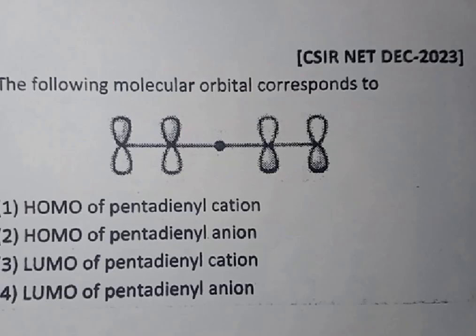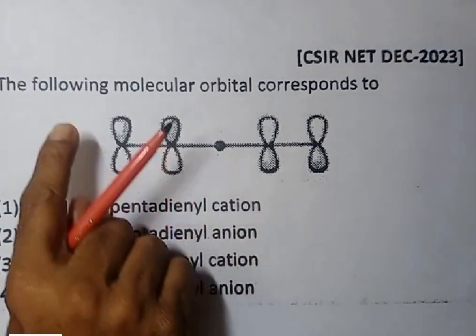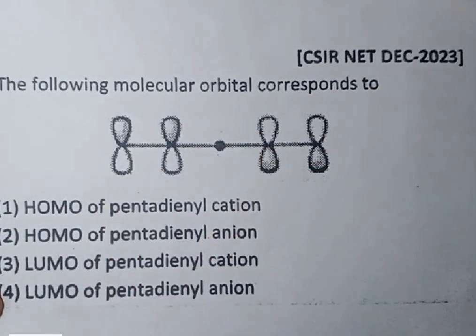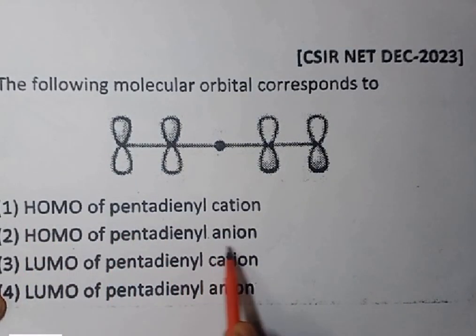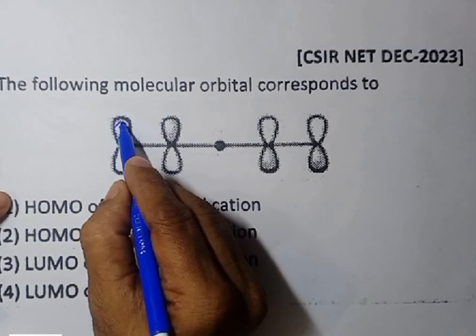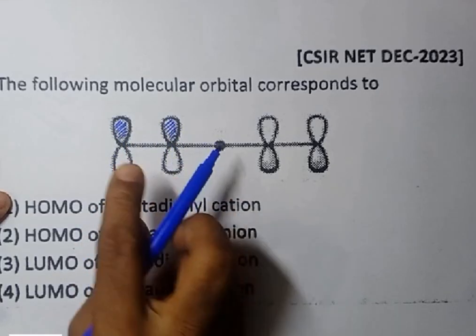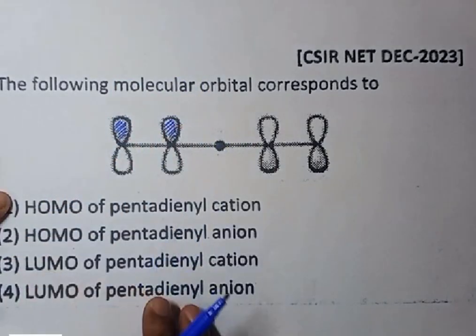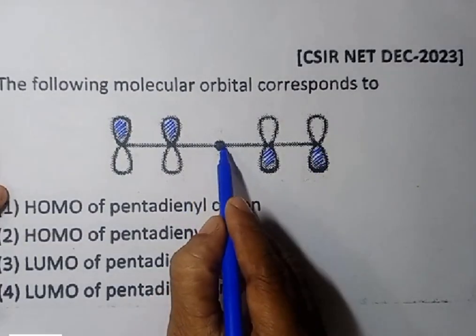This question appeared in CSIR NET December 2023. The question is this: the following molecular orbital corresponds to HOMO of pentadienyl cation, HOMO of pentadienyl anion, LUMO of pentadienyl cation, LUMO of pentadienyl anion. Listen, here instead of sign, they have given some shaded lobe. This is shaded and this is unshaded. Similarly, this is shaded lobe and this is unshaded. Instead of plus minus, sometimes they will give like this. And here this is shaded portion and this is shaded portion. Okay, and this is another carbon.